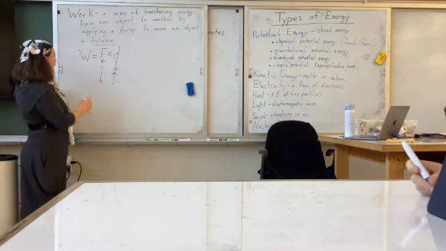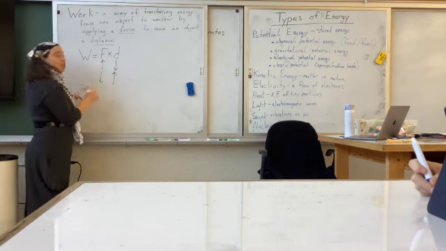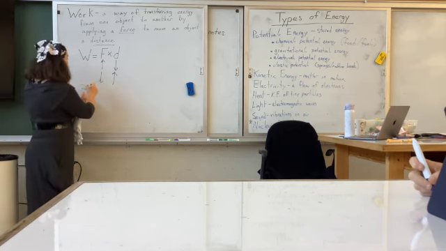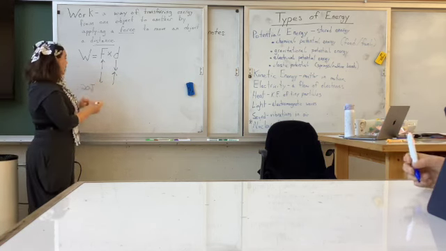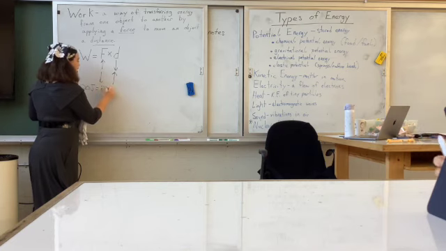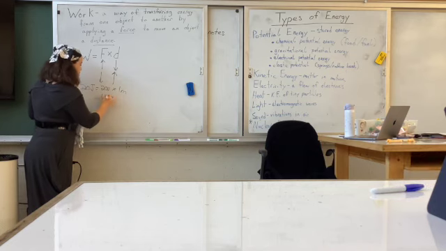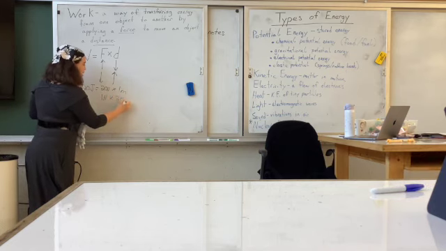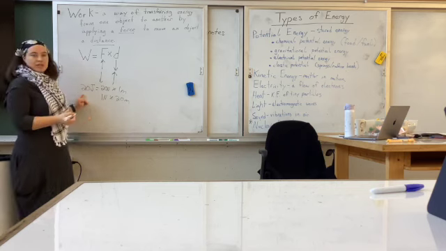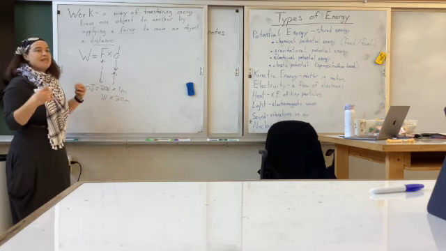Like, let's say I had, I haven't told you about the units of work yet, but let's say I have 20 joules of work. Right? I could get that 20 joules of work with 20 newtons of force and 1 meter of distance. Or I could get it with 1 newton of force and 20 meters of distance. And either way, I get to the same answer. So this is an inverse correlation.